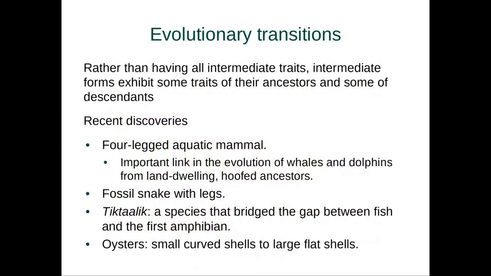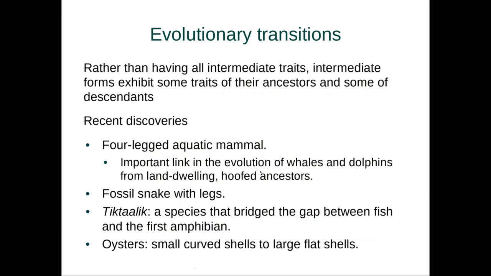Now, when we think about this intermediate, right, whether it's Archaeopteryx or some other things I'm going to show you in just a moment, they don't have all the traits, right? They have intermediate traits. These intermediate fossils exhibit some traits of their ancestors, some of their descendants. Now, what does that look like?